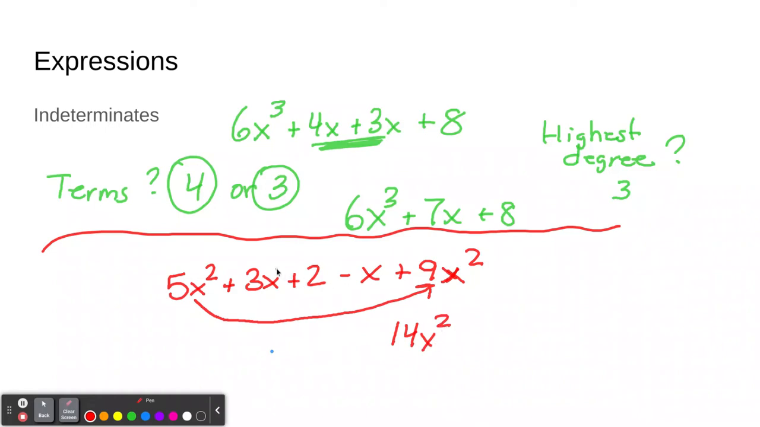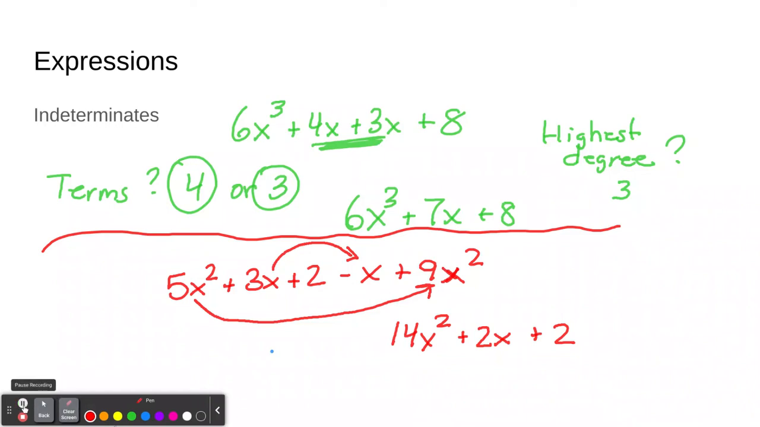What else can we do? Well, we can do 3x with a minus x. Be careful with these signs. 3x minus x is going to be a positive 2x. 3 minus 1. Remember, there's a 1 there. There's always a 1 next to a variable. And then we just have a 2. So we combine those like terms. And then this would be a what degree? It'll be a second degree trinomial.